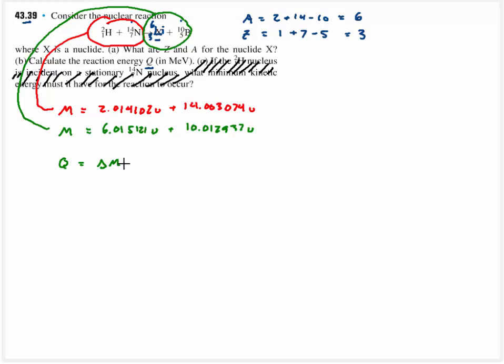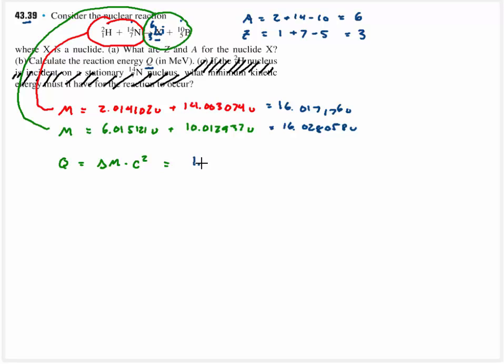And then we're going to say, okay, well, the reaction energy is just equal to the change in mass multiplied by c squared. Let's go ahead and calculate these out. This is going to be 16.017176 u, and this is going to be equal to 16.028058 u. And so what this means is it's going to have gained a little bit of mass.